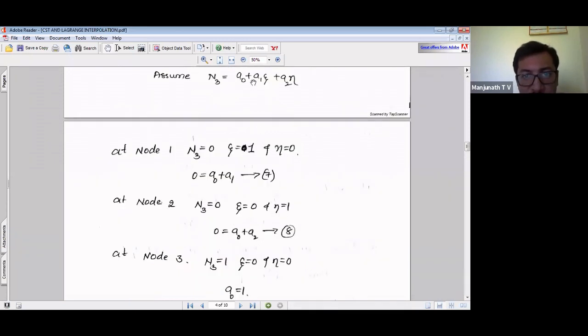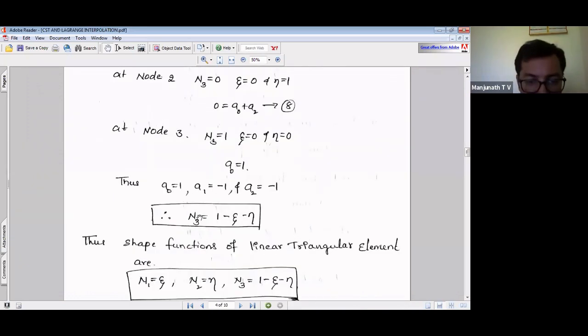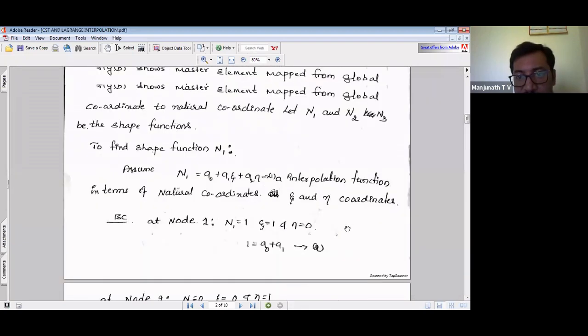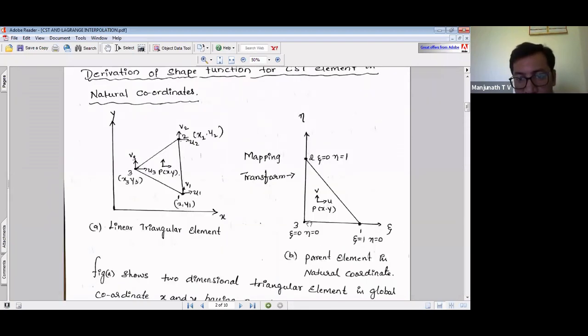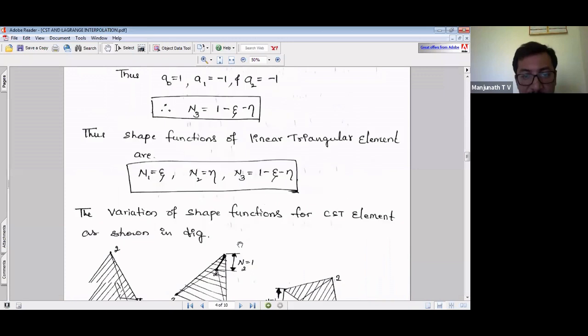As you substitute in the above equation, you are going to get the shape function for the third node, n3, which is equal to 1 minus zeta minus neta. This is the shape function for node number 3. So the constant triangular element, which has 3 nodes, node number 1, node number 2, node number 3, has shape functions: at node number 1, n1 equal to zeta; at node number 2, n2 equal to neta; at node number 3, n3 equal to 1 minus zeta minus neta. These are the shape functions we are going to get for the constant strain triangular element.